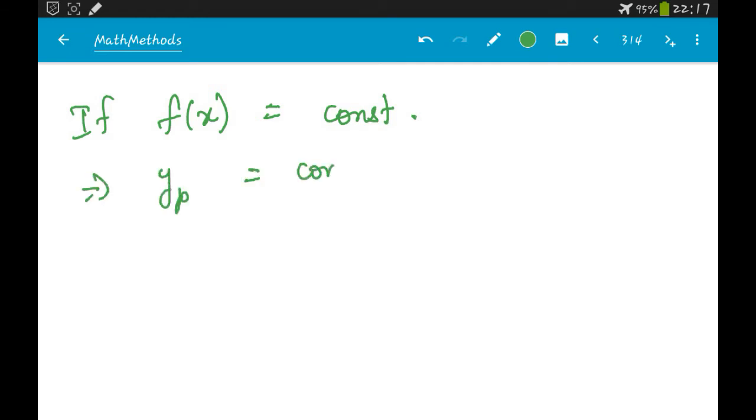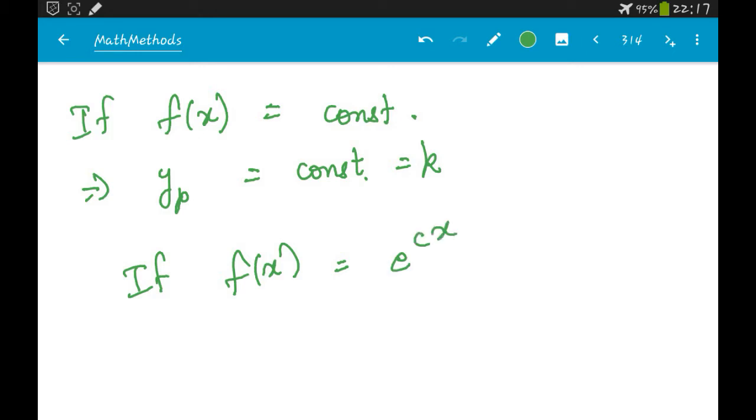Okay, so now we know that if f of x is constant, yp will be a constant equal to k. Okay, some constant, and I am calling that constant k. Alright, now if f of x is of the form e power cx, then yp will be of the form k into e power cx.